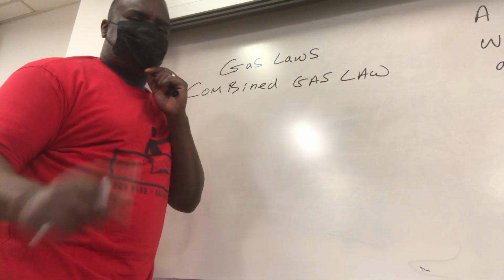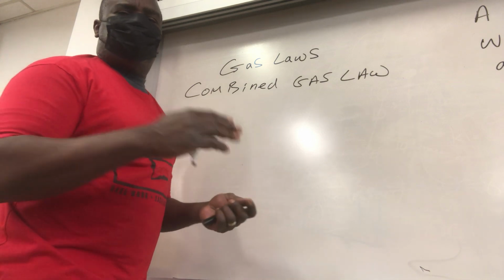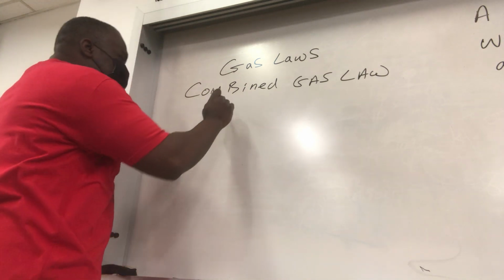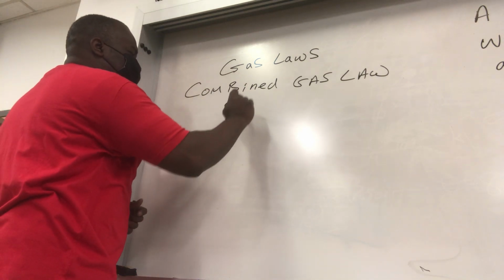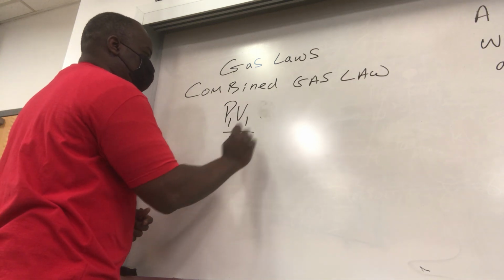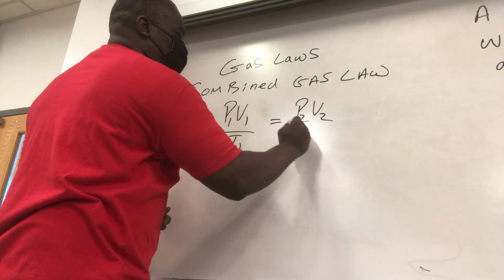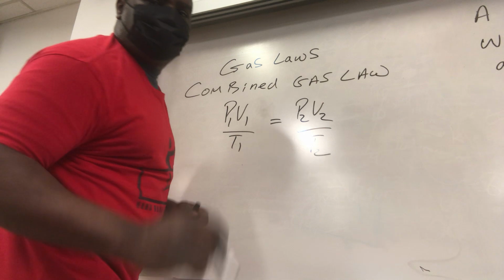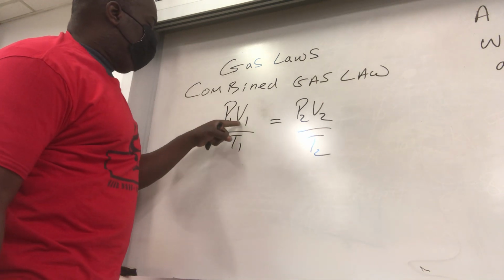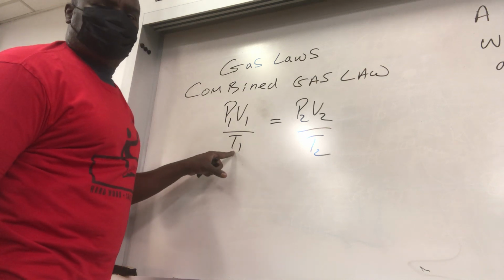But as we always say, before you start any calculations, you have to know what the variables mean. It's very, very important. So the combined gas law is P1 V1 over T1 equals P2 V2 over T2. As we said before, P, V, and T stand for pressure, volume, and temperature respectively.